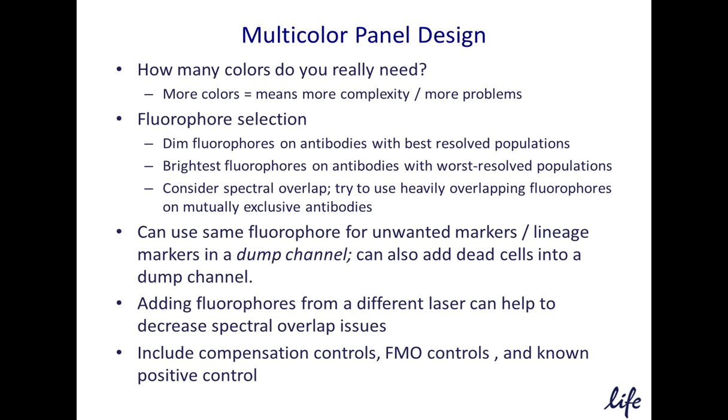Try to use heavily overlapping fluorophores on mutually exclusive antibodies. You can use the same fluorophore for unwanted markers or lineage markers in a dump channel, and you can also add dead cells into this dump channel. Adding fluorophores from a different laser can help to decrease spectral overlap issues. They include compensation controls, FMO controls, and a known positive control.